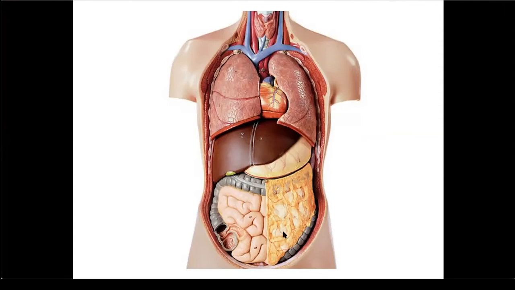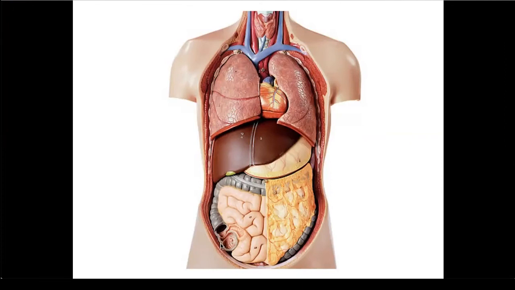This structure here is the greater omentum. It's been removed over on the right side so that you can see the underlying structures. These are the small intestines, and they are framed by the large intestines. This section here is the jejunum of the small intestine, and this section here is the ileum. The ileum empties into the large intestine.